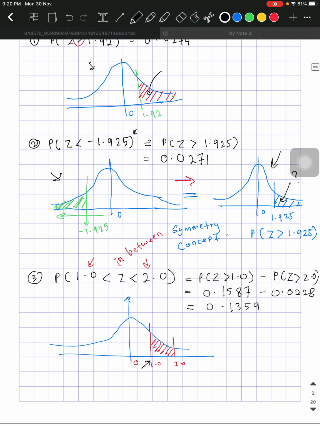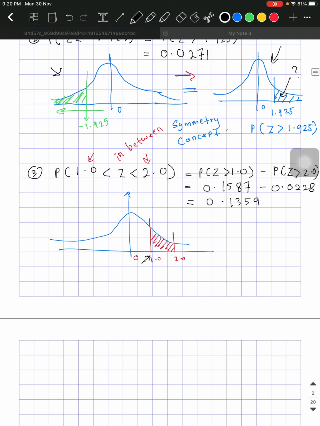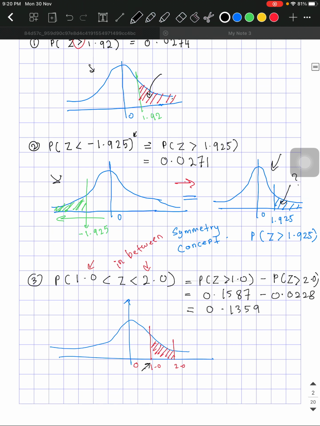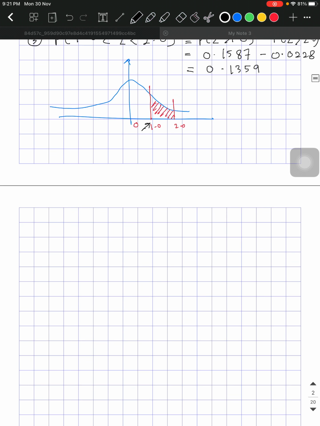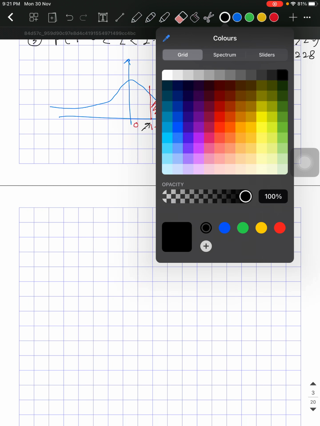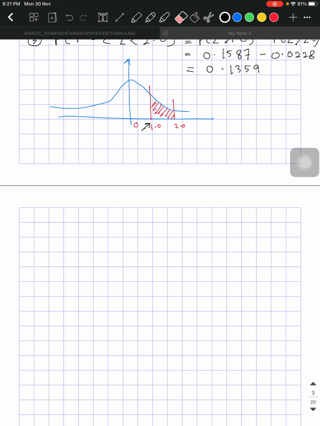I hope that you will understand it more clearly, because this chapter is quite easy if you understand it. This is step example 4. Okay, example 4 is quite tricky.